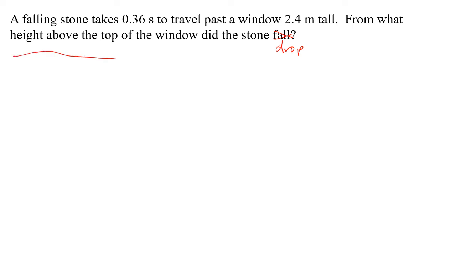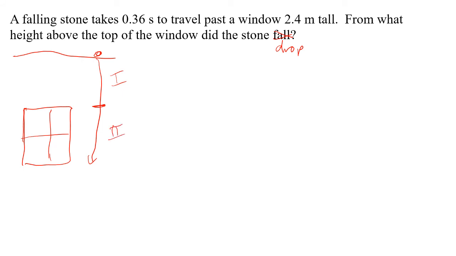So what we have here is a window, and a stone that's dropped from up here falls past the window. This part right here took 0.36 seconds. We're going to have two parts of this problem. We're going to have an above the window part and then a part where it's at the window. So part 2 here is the part that takes 0.36 seconds.